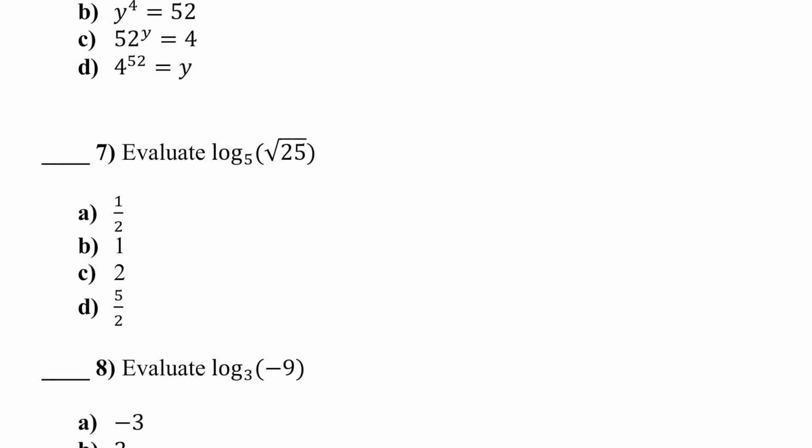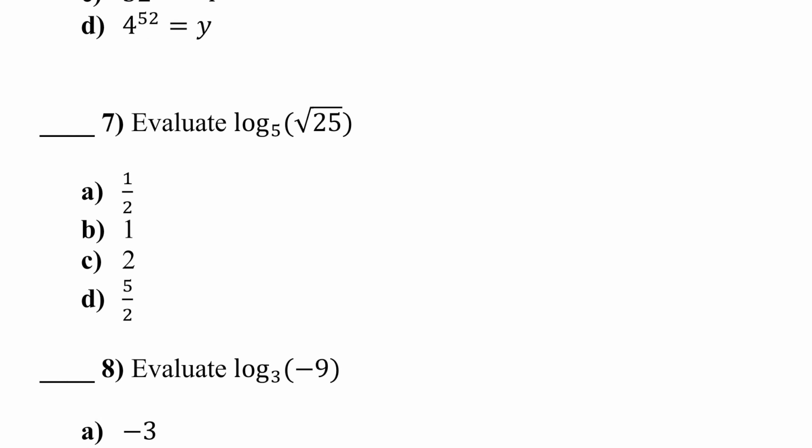Number 7, evaluate log base 5 of root 25. It would help if I rewrite the argument of the logarithm as a power of base 5, since that's the base of the logarithm. So I'm going to change that 25 into a 5 squared. So I've got log base 5 of 5 squared to the half. Right, a square root symbol just means an exponent of a half.